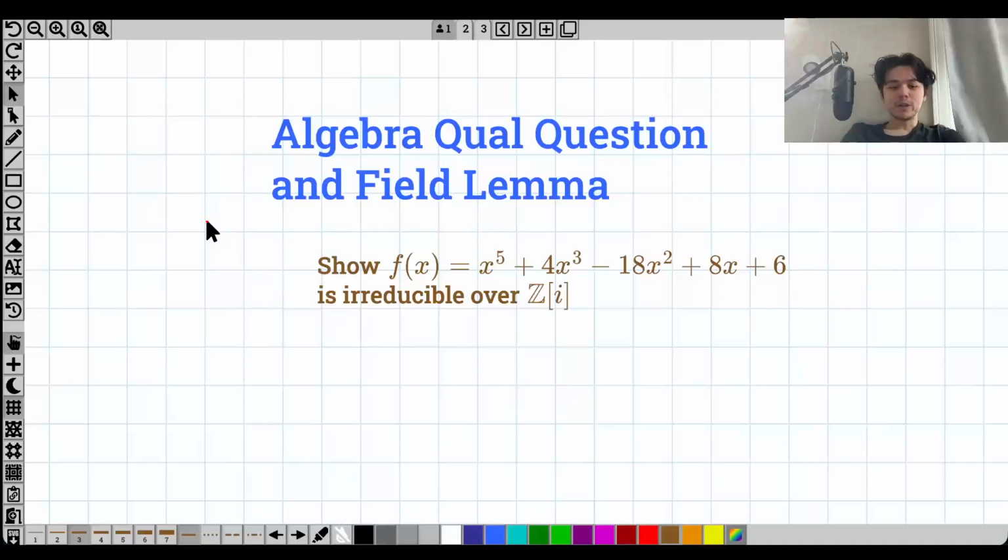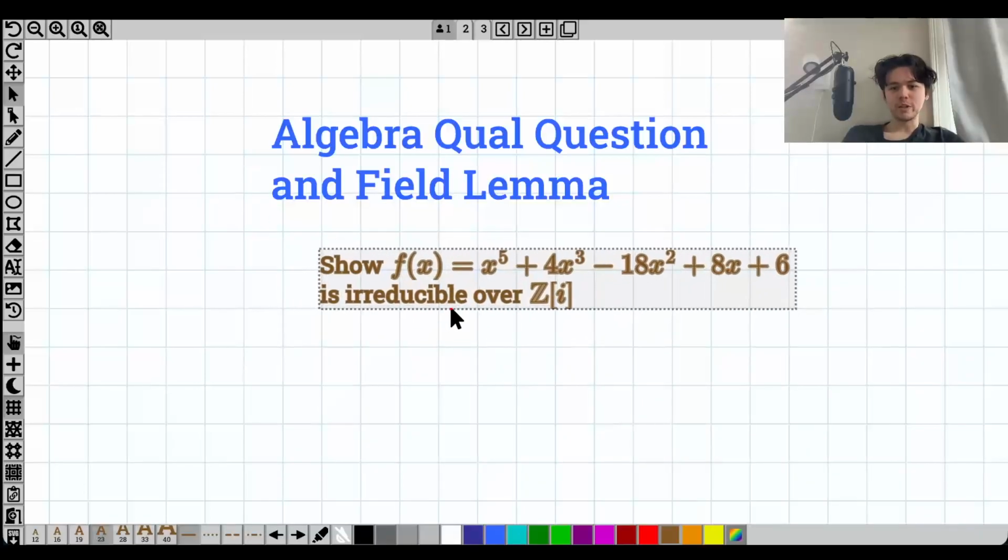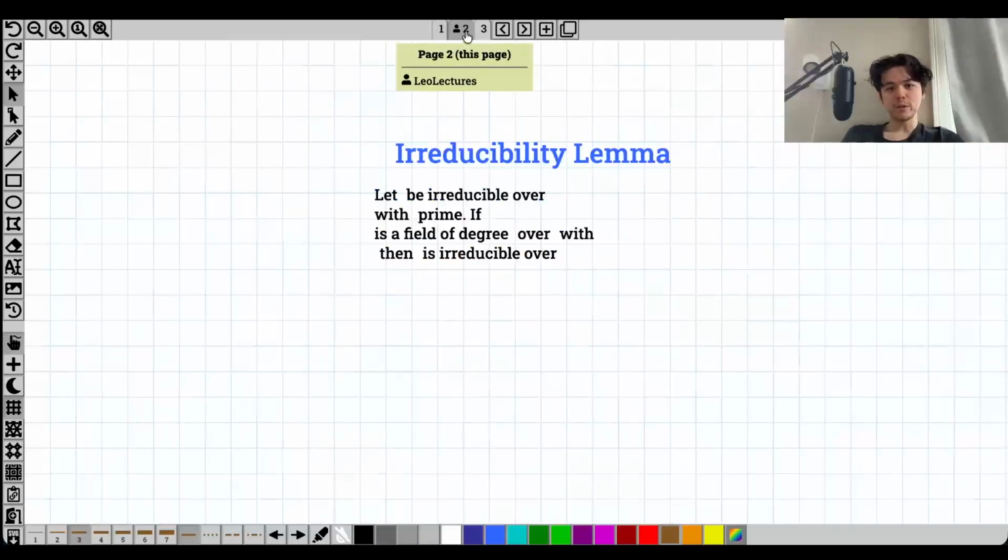Maybe it'll help that person who was studying for his algebra quals, where I'm going to go over this field lemma that was essentially proved by someone in chat, and then show how to use it to solve this problem. So let's start with the lemma.